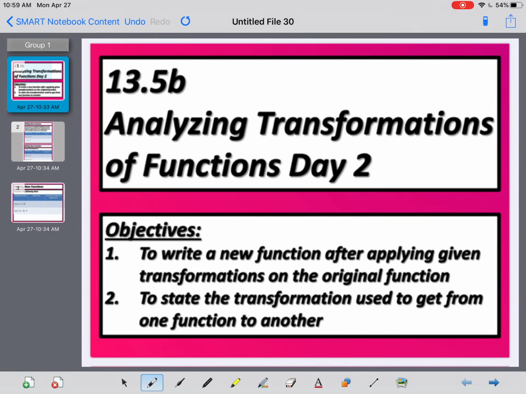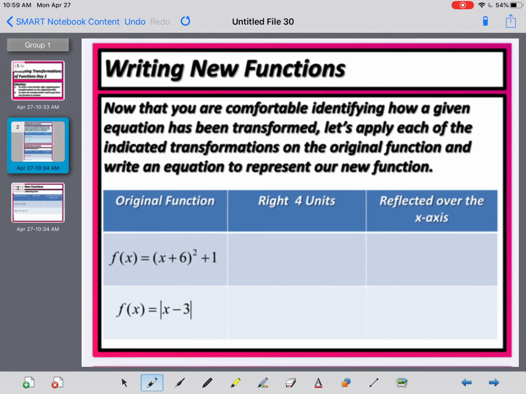Hey everyone, welcome back for part 2 of 13.5. So we're still dealing with these transformations. Today, we're going to work on filling in these charts when you're given a function that already has transformations in it, and now you want to apply something else. So we're going to work these charts from left to right in the order that the transformations are given.